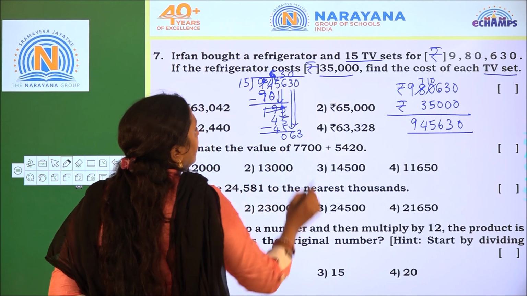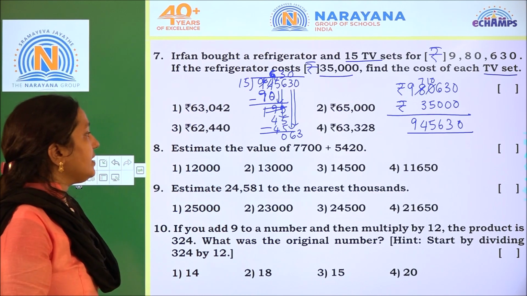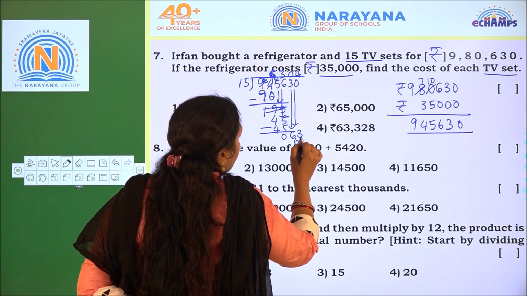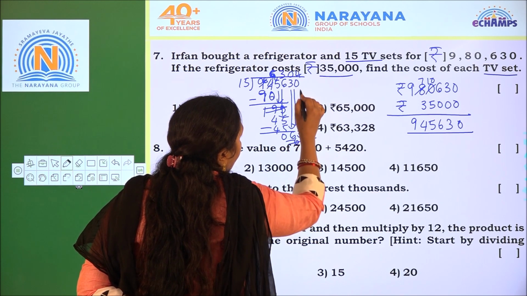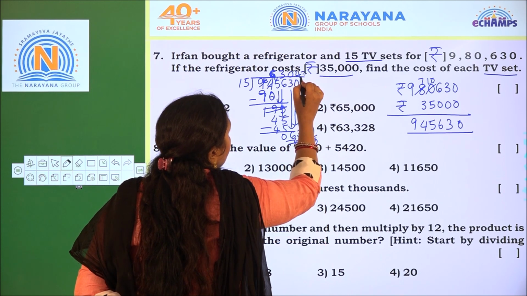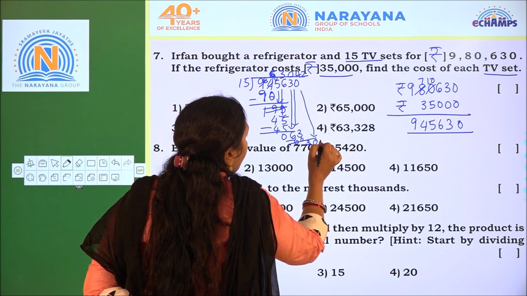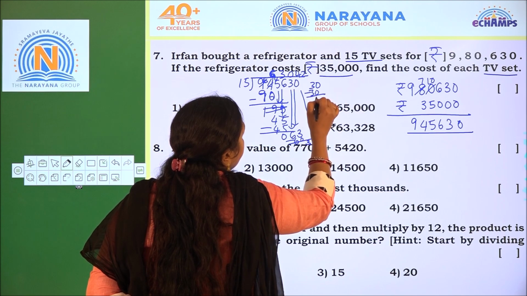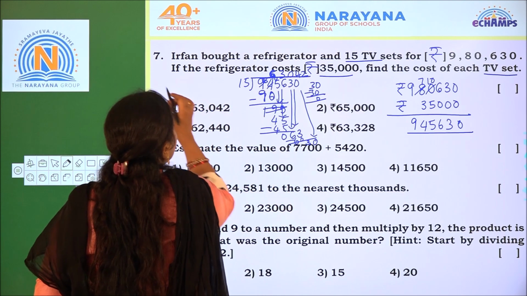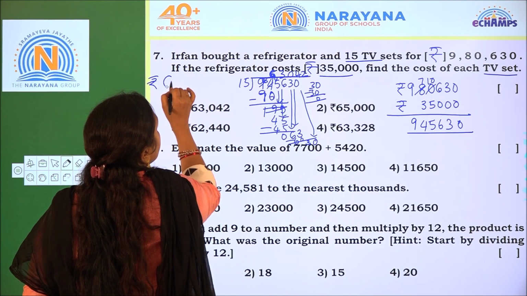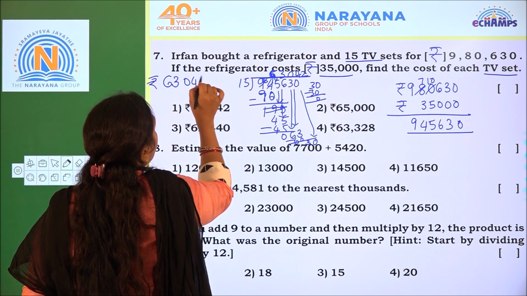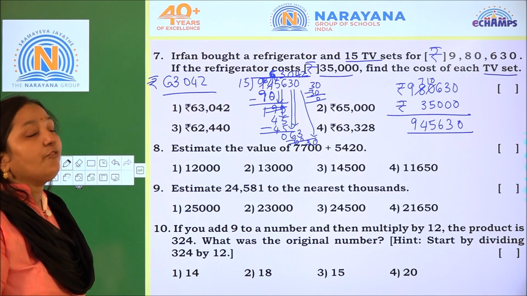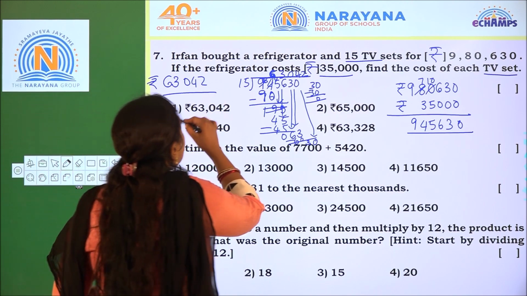Bring down 3. Now how many times can we divide, children? 4 times. 4 15s are 60. Now 3. Now bring down 0. Now 2 times, it will be 30. 30 minus 30 is 0. So what is the answer? 63,042 rupees. What is the cost of each TV set? That is 63,042 rupees. Which is the correct option, children?